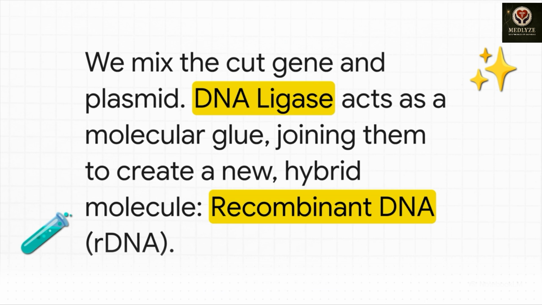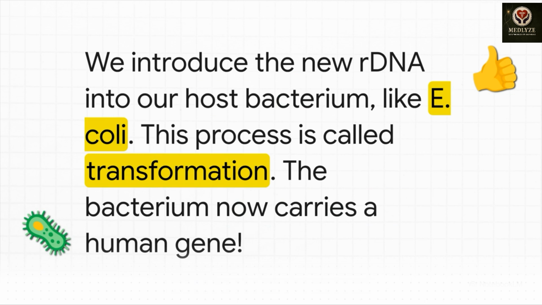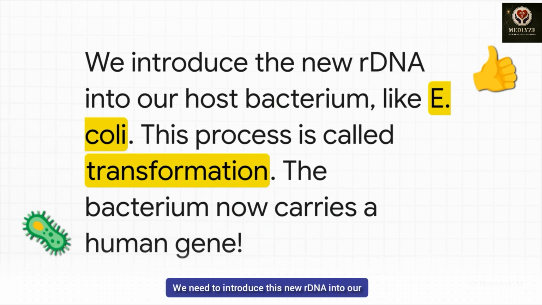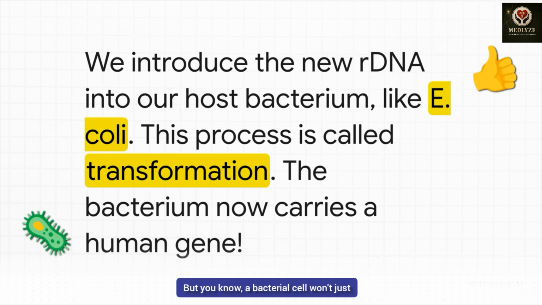The final step in our recipe is called transformation. We need to introduce this new rDNA into our host bacterium factory, like E. coli. But you know, a bacterial cell won't just take up foreign DNA easily. We have to make it competent to do so. We usually do this by treating it with a specific concentration of a divalent cation, like calcium, and then giving it a brief heat shock. This helps the rDNA to enter the bacterial cell.